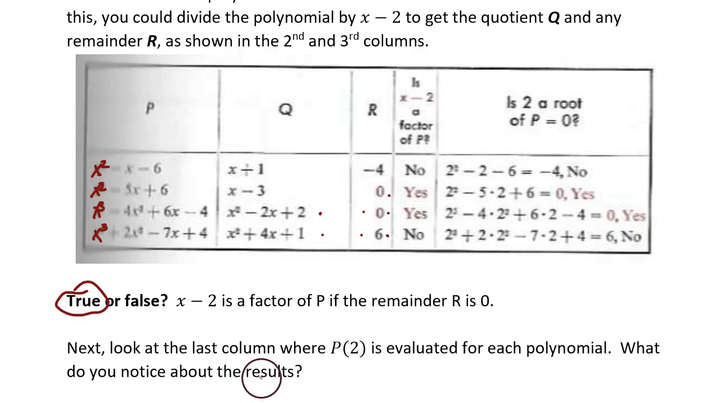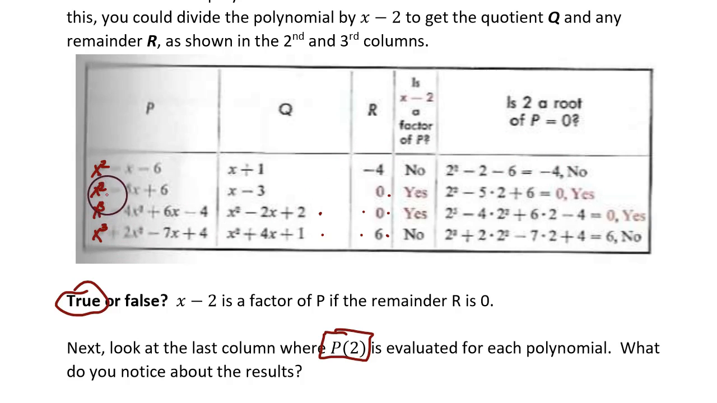Next, look at the last column of this chart, where p of 2 is evaluated for each polynomial. P of 2 means to substitute 2 in place of x and to find the value. What do you notice about the results? In the polynomial x squared minus x minus 6, when you substitute 2, it becomes 2 squared minus 2 minus 6. And that answer is -4. Look what remainder we got when we did division.